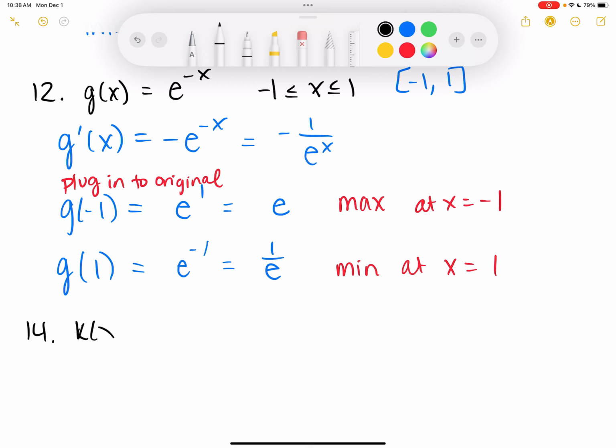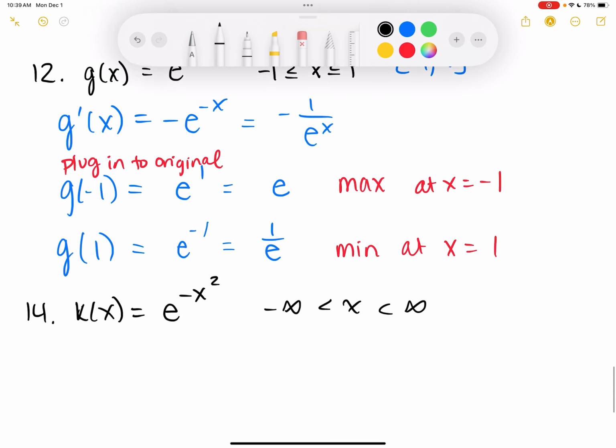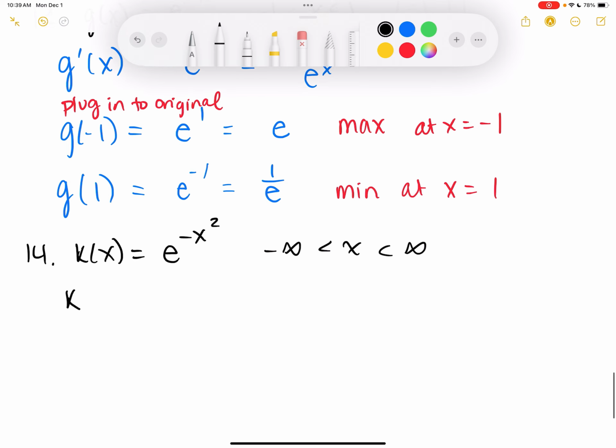K of x is equal to e to the negative x squared, from negative infinity less than x less than infinity. So this one, I'm not going to be able to use my endpoints because it's from negative infinity to positive infinity, so I'm going to have no other choice but to have critical points essentially. So I'm going to go ahead and find the first and second derivative here so that we can do this one like the ones we were doing the other day, where we're finding the critical points and then finding the maximum that way, because those ones are way easier to find, and this is typically more likely to be what you have. So the first derivative would be what?